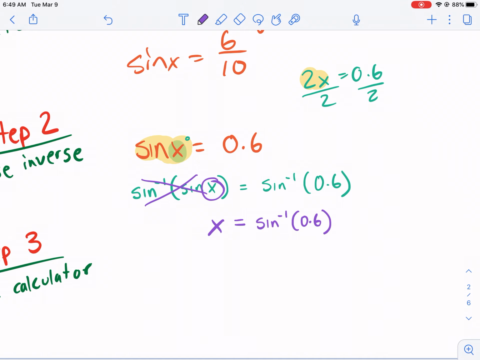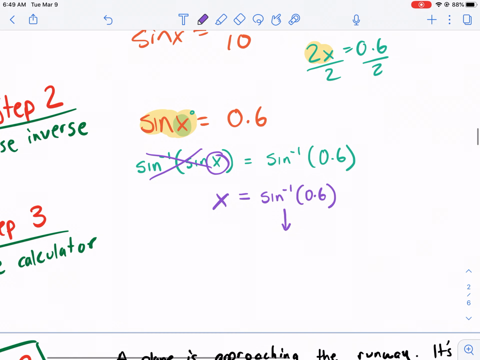And now we can use our calculator. This is the part where you're going to need to use the calculator, and that's step 3. Here we have our calculator. Make sure it's in degree mode. We're just going to type this in. You may have to use the second key. Almost guaranteed you're going to have to use the second key for this. It's probably going to be second and then sine to get the inverse sine. And inverse sine looks just like this. That's what the inverse sine button looks like.